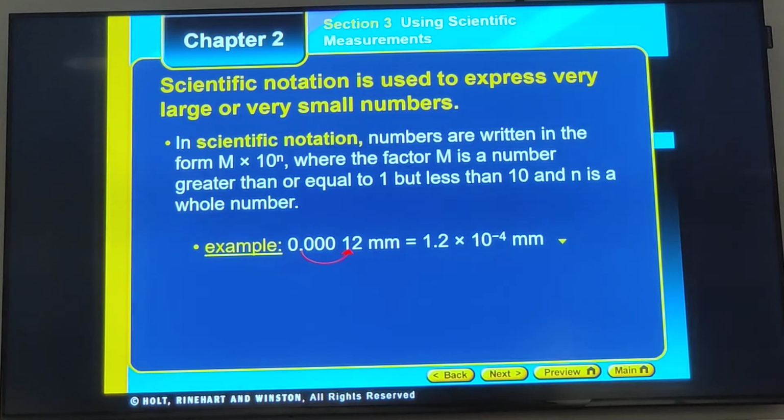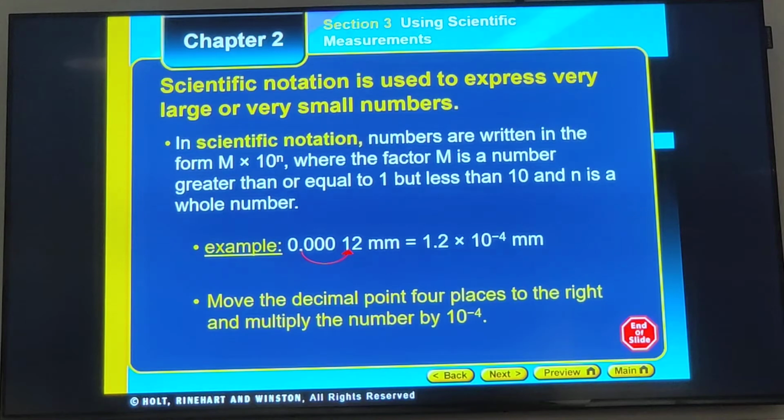And then since I moved it to the right, it becomes a negative exponent. If I had moved it to the left, it would become a positive exponent. And I moved it over 4 places, so that's why it's -4. Okay? Just a reminder of how you do scientific notation. I think most of you know how to do that, but just to make sure, in case you don't. So you move the decimal point 4 places to the right, and then you multiply it by 10 to the -4.